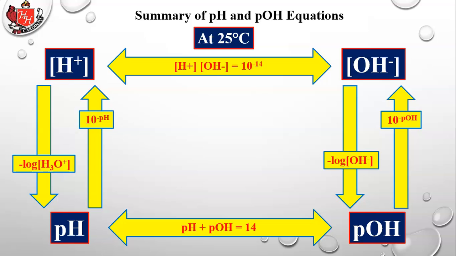And then over on the left side, to get between hydronium ion and pH, it's either 10 raised to the negative pH to get up to the hydronium, or to get down from hydronium to pH, it's negative log of hydronium concentration. Same thing over on the hydroxide side, the base side. To get from hydroxide concentration down to pOH, it's just negative log of the hydroxide concentration. And to get from pOH up to the hydroxide concentration, it's 10 raised to the negative pOH. So we'll finish up this lesson with a couple of problems.